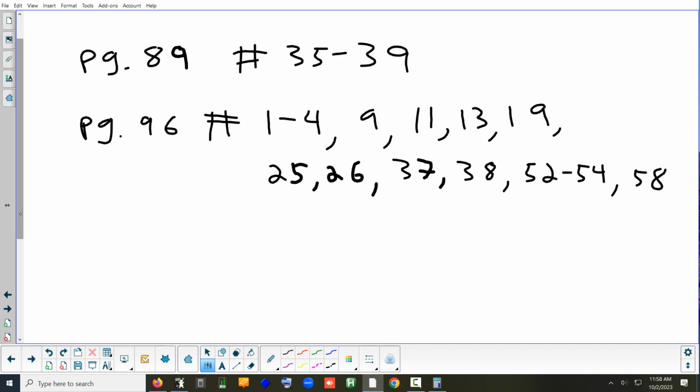All right. I know there are a lot of different things in that section. Hopefully, most of it was review. So page 89, that's a break-even point problem, 35 to 39. They're all questions that are connected. And then page 96, that's where we spend all the time solving linear and quadratic equations.